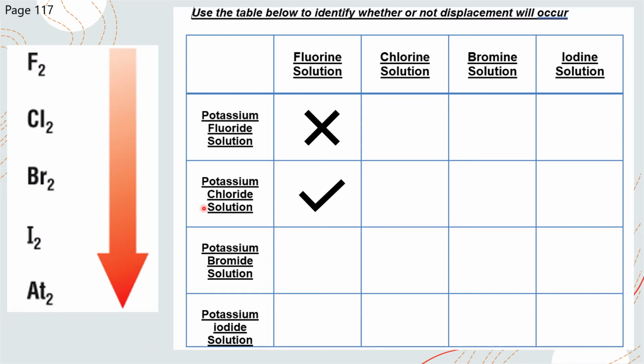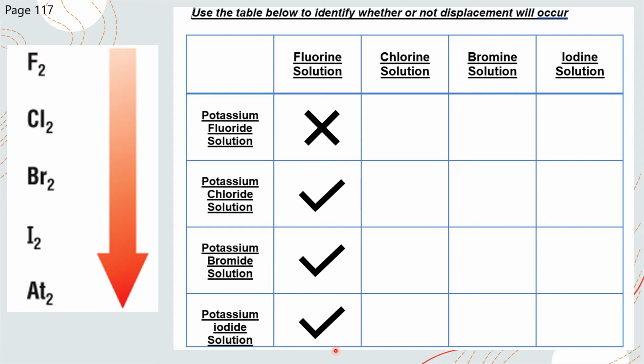Potassium bromide plus fluorine. Well, bromine and fluorine are both here as shown. Fluorine is more reactive, so it will end up in the compound. So there will be a reaction to change things here. And then the last one, potassium iodide and fluorine. Iodine is less reactive than fluorine, so it's going to be booted out because fluorine wants to be in the compound. The more reactive element gets what it wants.